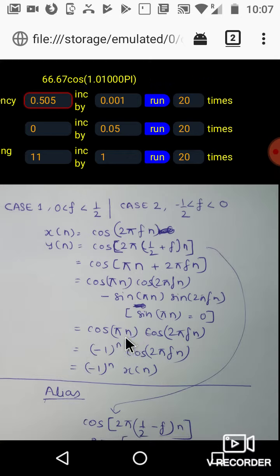Now cos pi n can take value -1 or 1 depending on n, because cos of an odd multiple of pi is always negative, and even multiple of pi is always positive. So we can also write this equation like this: (-1) to the power n cos 2 pi fn, and this was the x of n. So see, we can see the equation. If we add half to a frequency, it is actually (-1) to the power n times the previous graph.